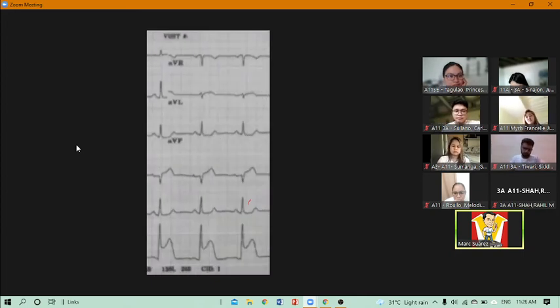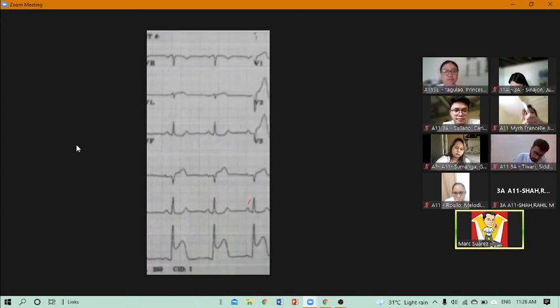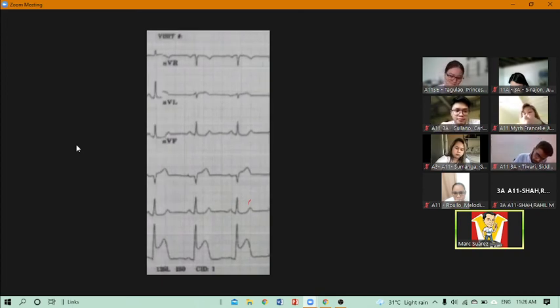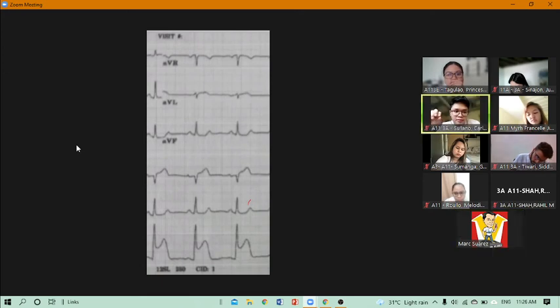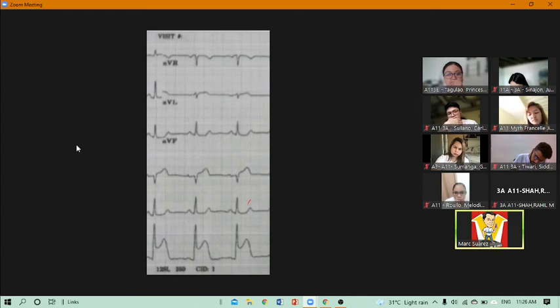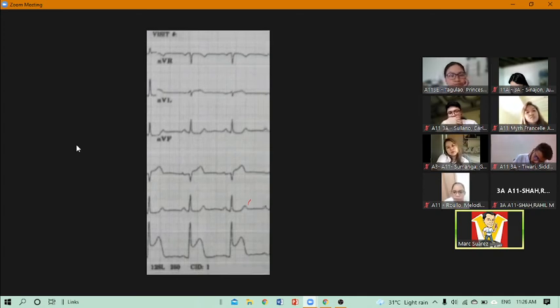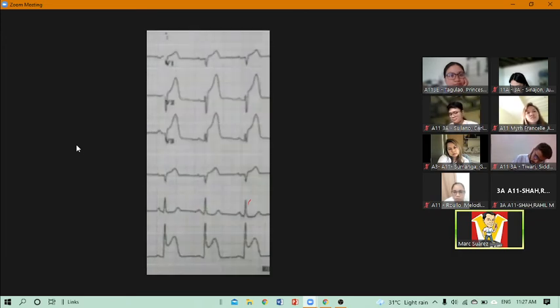In aVL, it appears okay. In aVF, it appears okay. In aVR, it is okay as well. We will discuss before we conclude this morning why aVR appears reversed this way. I forgot about this one. Anyway, moving on. How about V1?